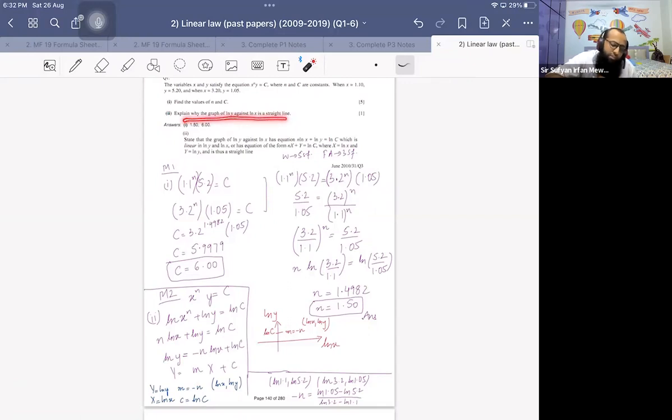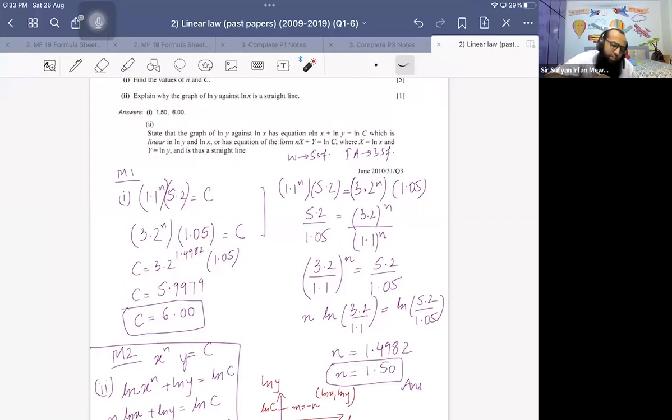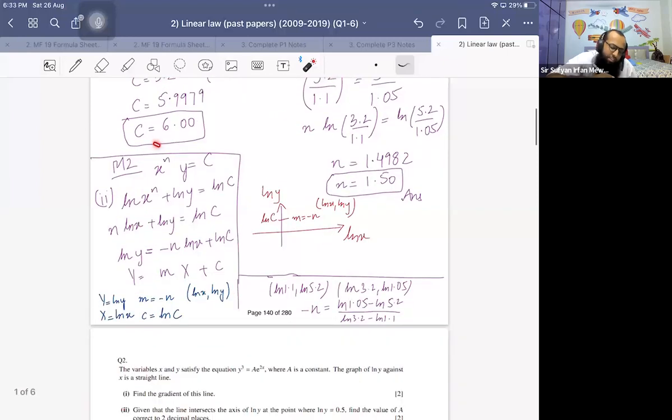Explain why the graph of ln y against ln x is a straight line. State that the graph of ln y against ln x has equation n ln x plus ln y equals ln c, which is linear in ln y and ln x, or has equation of the form nx plus y equals ln c. So look, first they have taken ln on both the sides, then they have transformed into the linear form, and then they have written which is linear in ln y and ln x, or has equation of the form where x is ln x and y is ln y, and is thus a straight line. So basically, this working for part 2, and then at the end writing this serves as an explanation.